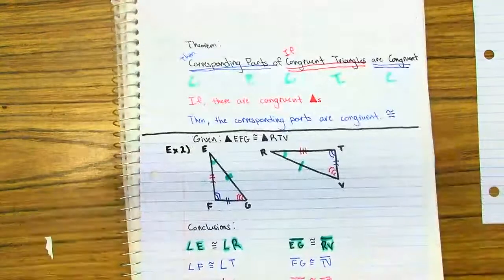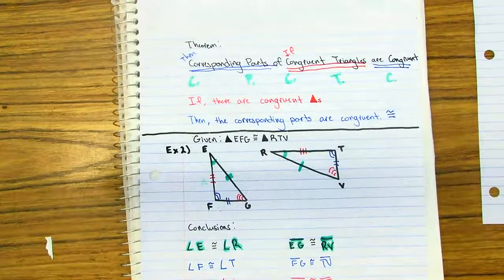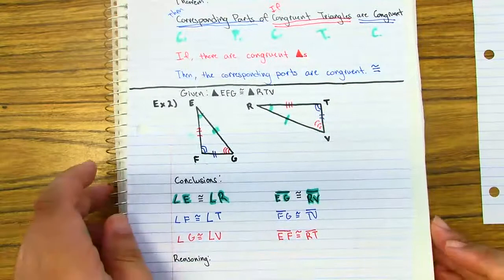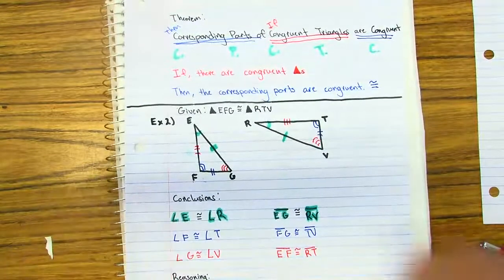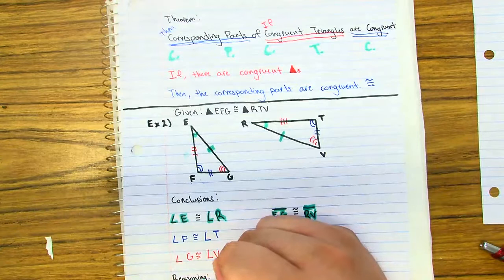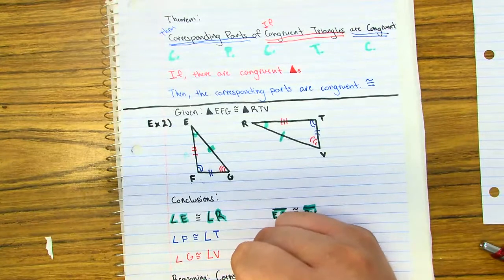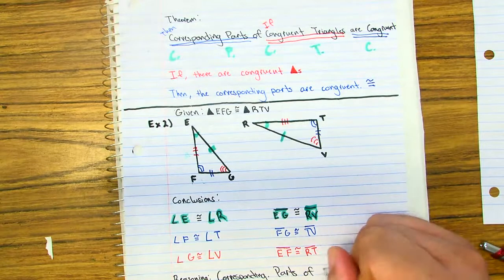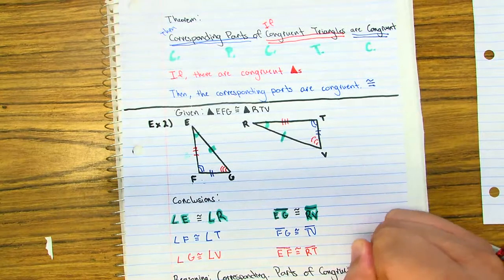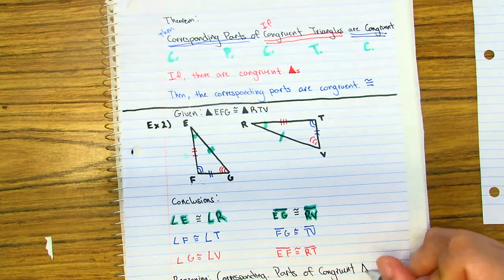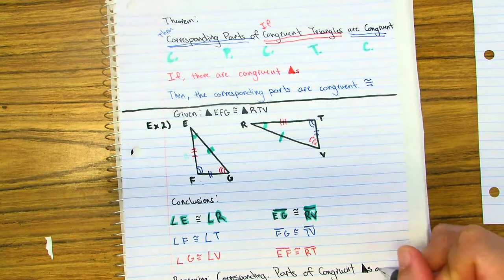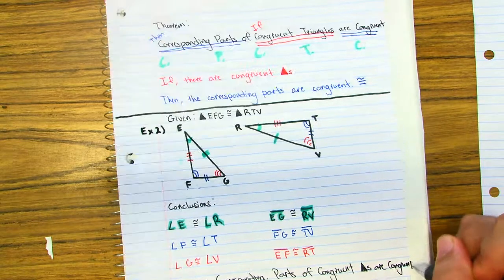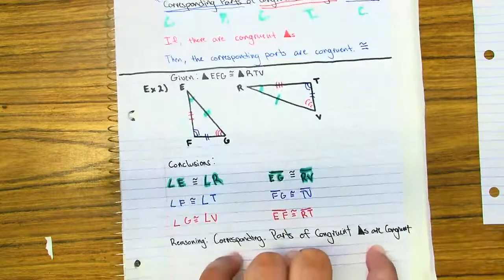So now here, whenever you provide a reasoning here, the reasoning for this is going to be called the corresponding parts of congruent triangles are congruent. Very wordy, yes, very wordy.